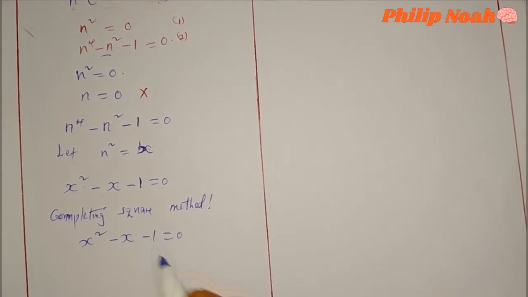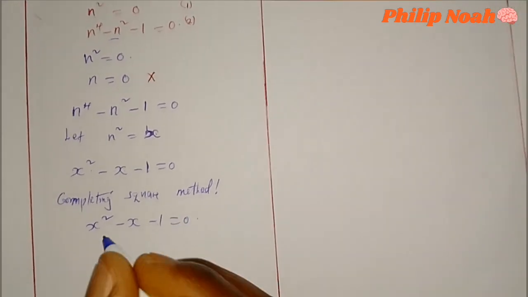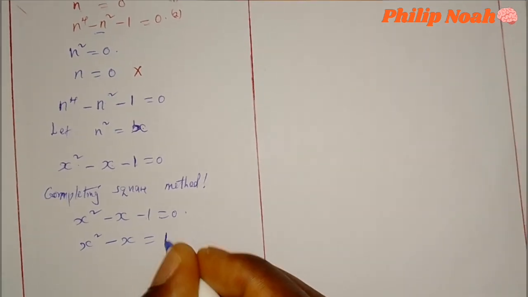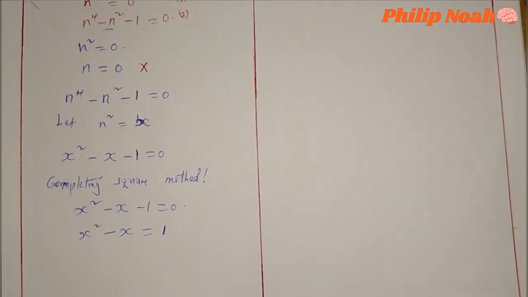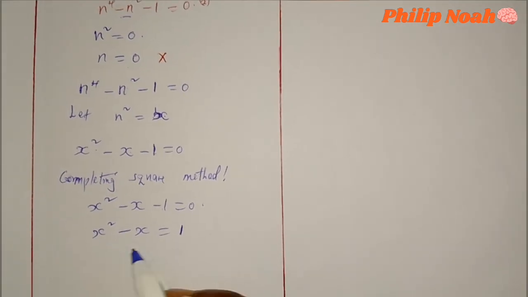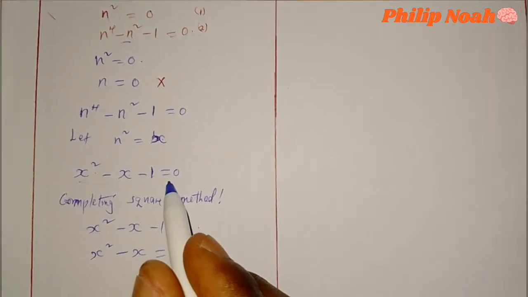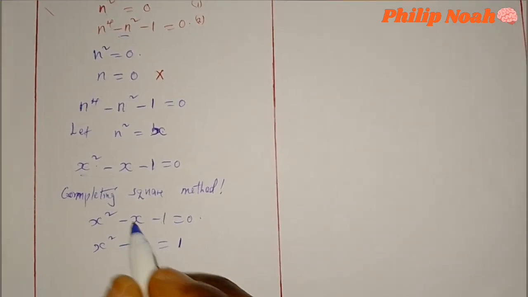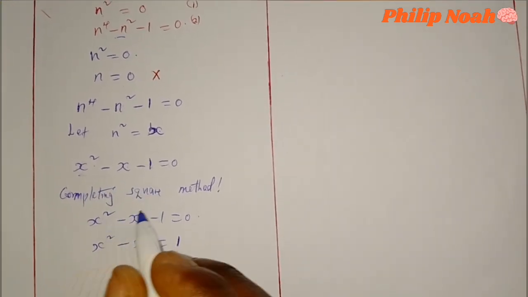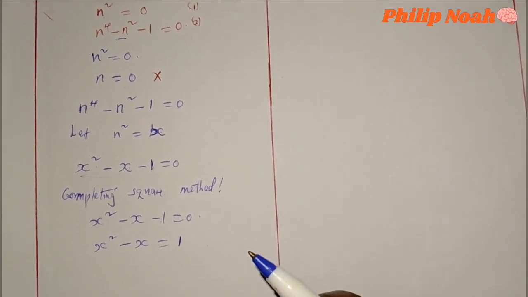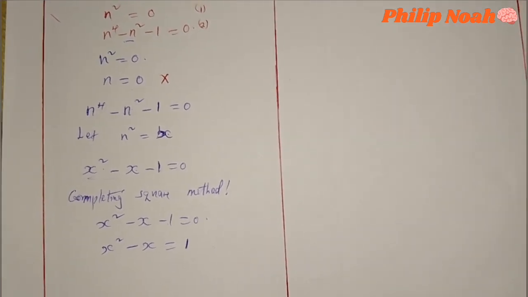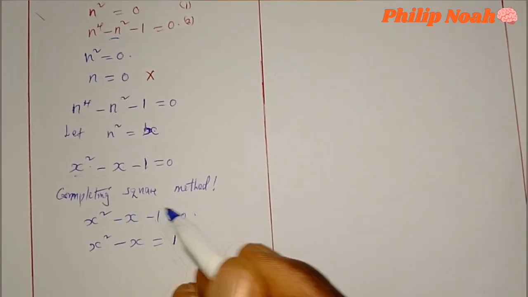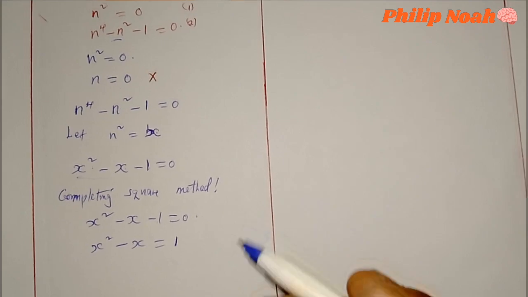We shall take this one to the other side of the equal sign, and we say that x squared minus x is equals to 1. Remember, this is a quadratic equation, as I have mentioned earlier. So we are solving this quadratic equation using the completing square method. Remember, we have different methods of solving quadratic equations. You can use the completing square method, the factorization method, the graphical method, or the quadratic formula.